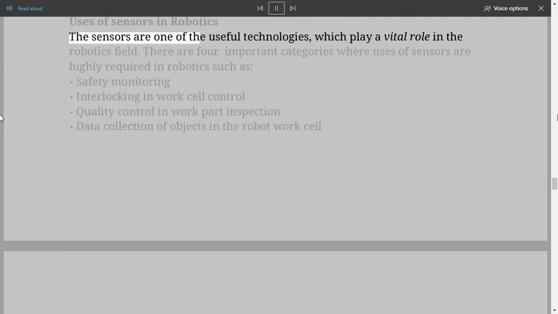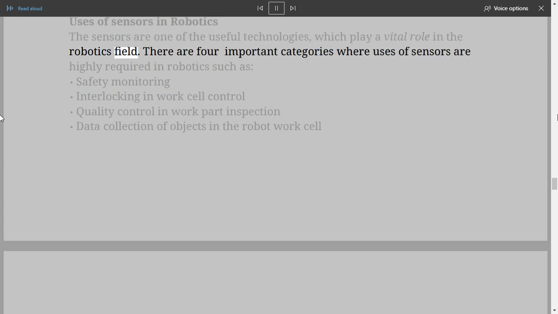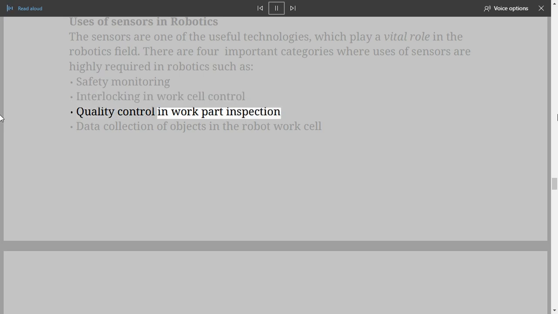The sensors are one of the useful technologies which play a vital role in the robotics field. There are 4 important categories where uses of sensors are highly required in robotics, such as safety monitoring, interlocking in work cell control, quality control in work, part inspection, data collection of objects in the robot work cell.